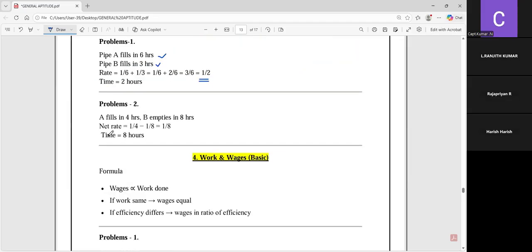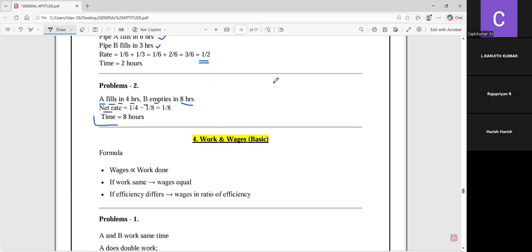And similarly, one more problem. A fills in 4 hours. B empties in 8 hours. So the net rate: A fills 1/4 in 1 hour, and B empties 1/8 in 1 hour. Subtract this. This is the answer, the time required to fill the tank. This is our third one.